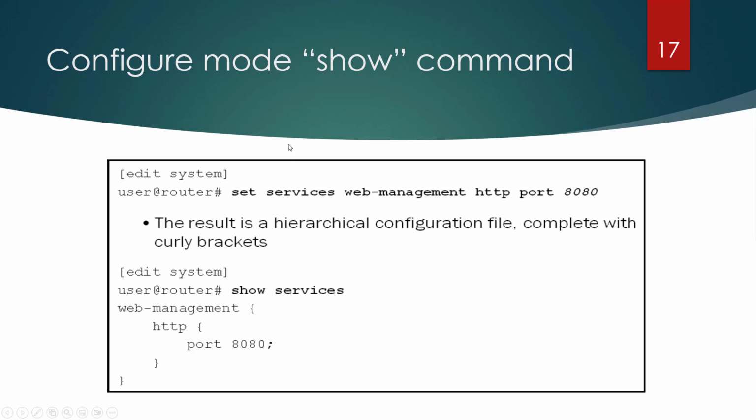Now this is the interesting thing, the configure mode show command. As I mentioned earlier, inside the configuration mode, when you use the show command, it shows you only the information from that particular hierarchy. Like in the system, if I type show, it will show me everything from the system hierarchy, or I can be more specific, like only show me the services from the system hierarchy, and it will show me that configuration in the Junos standard output format. Of course, I can use pipe display set to see it in the set format where the set commands are used.